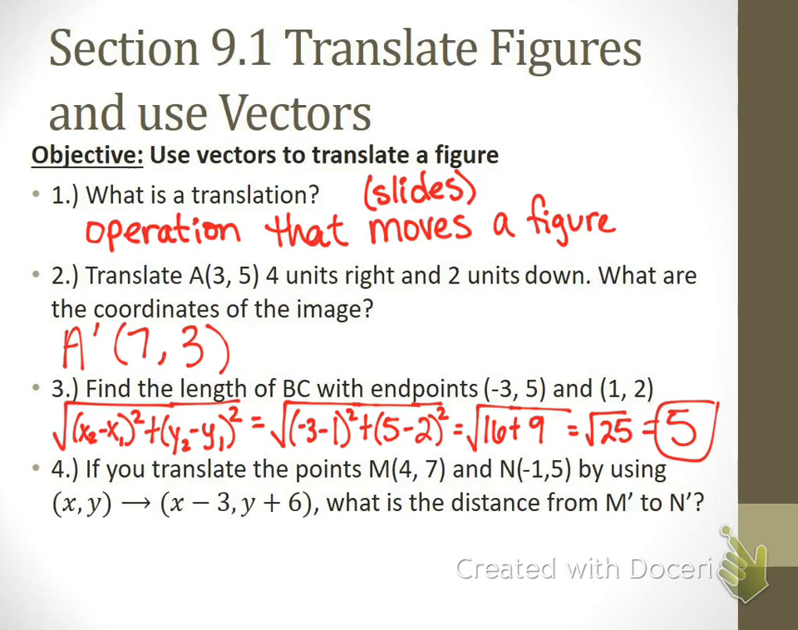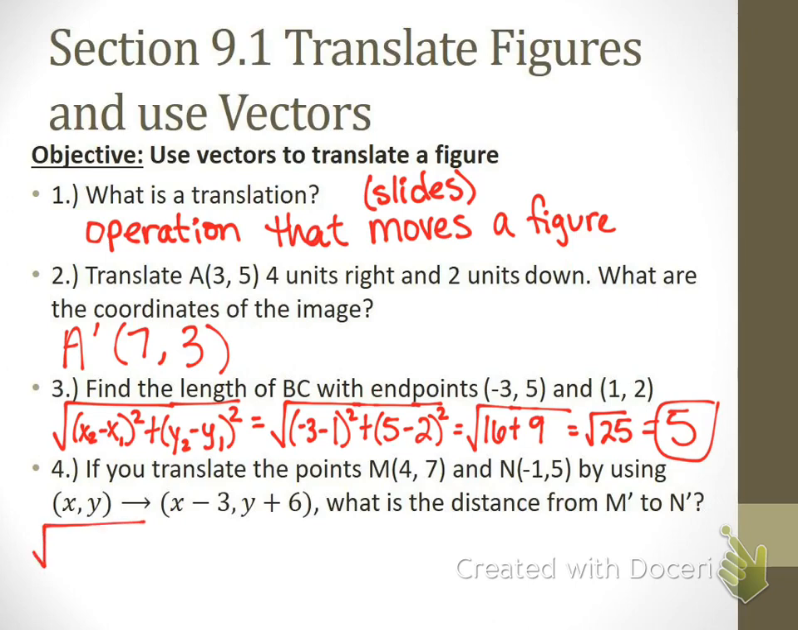So do we need to find our new points? No. Does this thought process make sense? You don't need to know what the translation is. Any translation you do preserves distance between 2 points. So I can just find the distance between M and N, and that'll be the same thing as the distance between M prime and N prime. Do we have questions about that? I know that's one of those things where we just have to kind of think it through. There's really no work to show, unless, of course, you want to find the new coordinates and then do the distance.